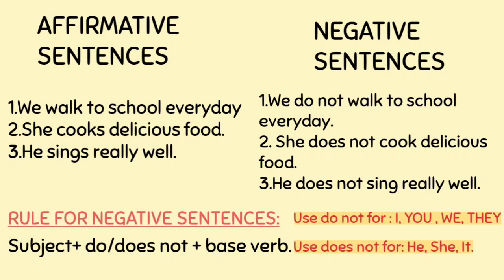Second one, she cooks delicious food. In negative sentence we will say she does not cook delicious food. We are using does here because she is third person singular. Now the third one, he sings really well. Example for negative sentence, he does not sing really well. Does we are using because he is again singular third person, right? So use do not for I, you, we, they, okay? And use does not for he, she, it. I hope it is clear to you all.